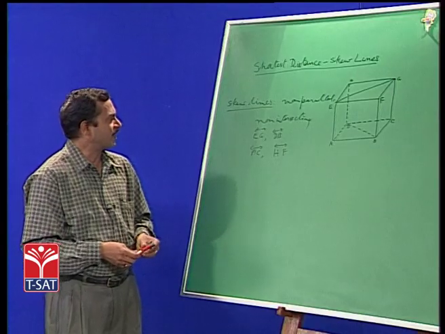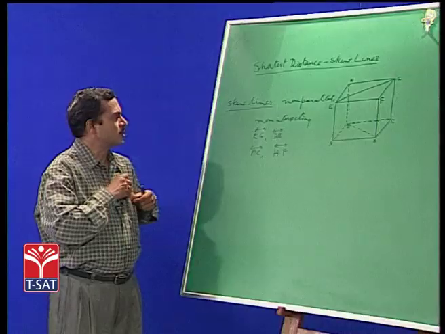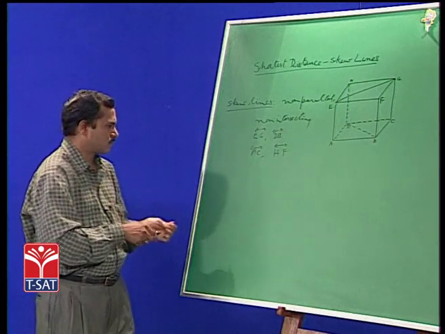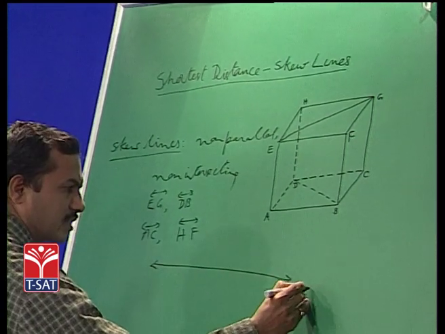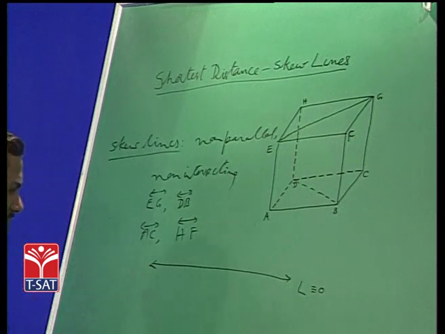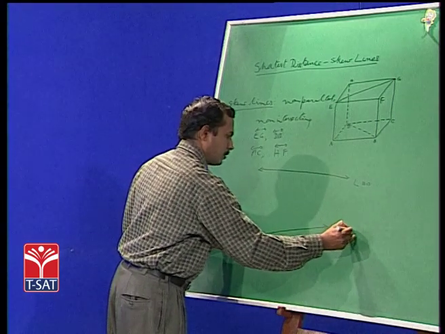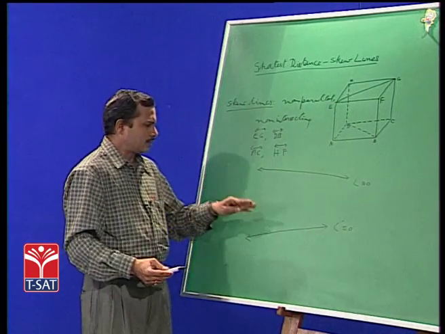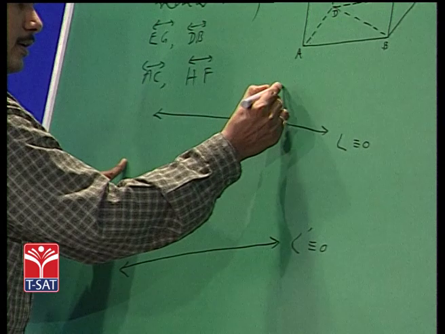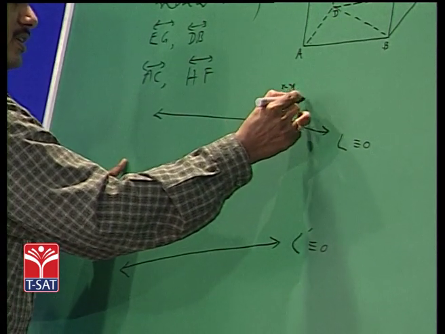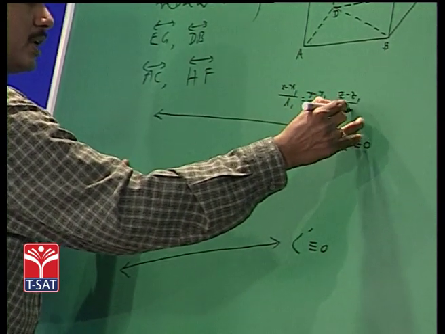Now, let us define the concept of shortest distance. Let us take two lines in three-dimensional space. Say this is line 1, let us call it L equal to 0, and let us take another line L dash equal to 0. Let us say these are skew lines. Say the first line has equation (x minus x1)/l1 is equal to (y minus y1)/m1 is equal to (z minus z1)/n1.